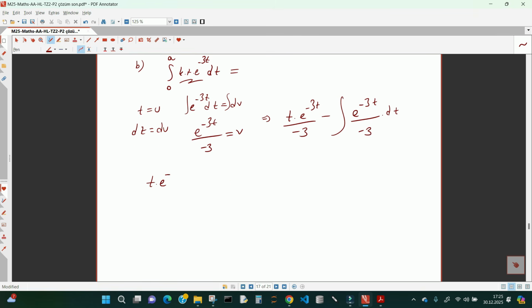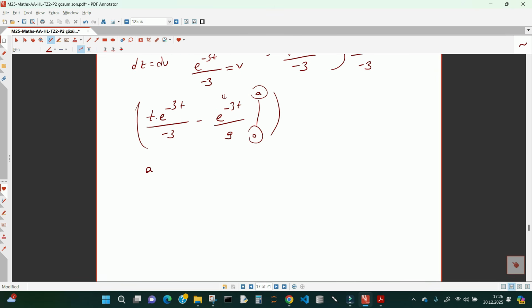which will give us k times e to the power of minus 3t over minus 3, and the integral of this exponential function is e to the power of minus 3t over, let's say, 9, because when you find the derivative of this function, it will give us minus 3 and we will cancel it. Our limits were 0 and a, and we're going to plug in these values here.